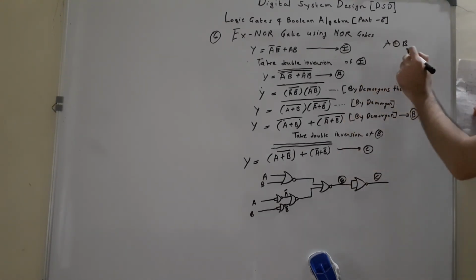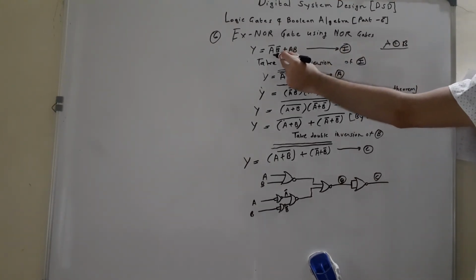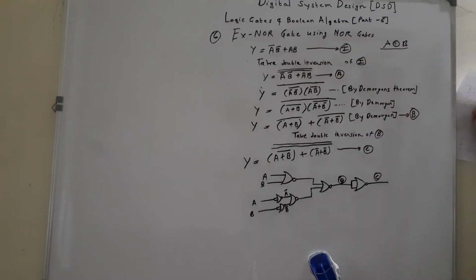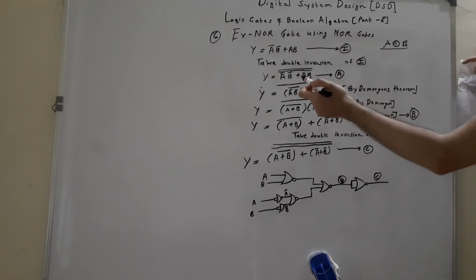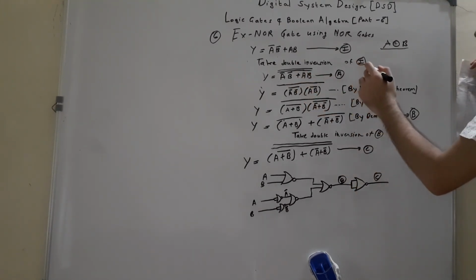But there is an alternative way of writing this particular expression, that is y is equal to A bar B bar plus AB, which is nothing but the logic expression for our XNOR gate, and this we want to realize using only NOR gates. So for that, let us do our procedure. So y is equal to A bar B bar plus AB. Take the double complement of this particular expression, which is equation number 1.